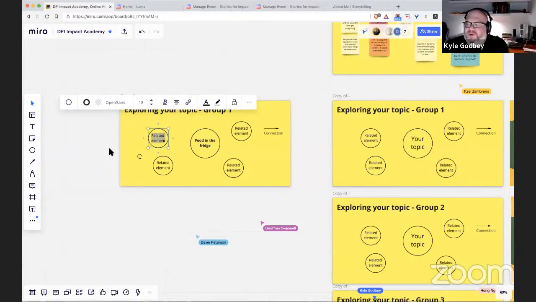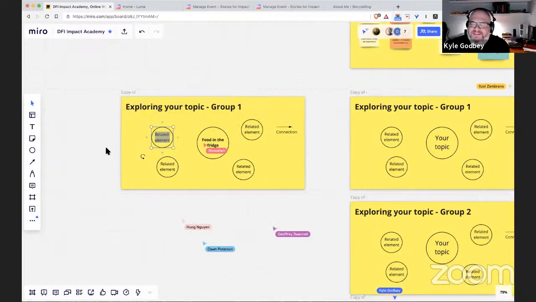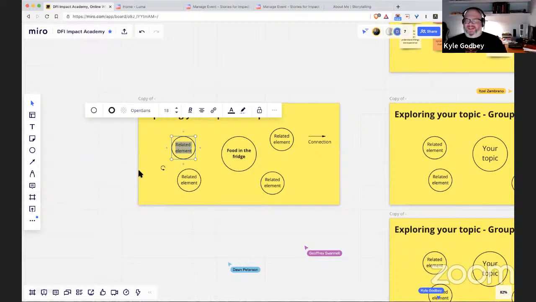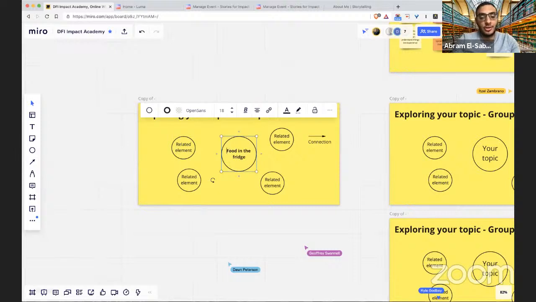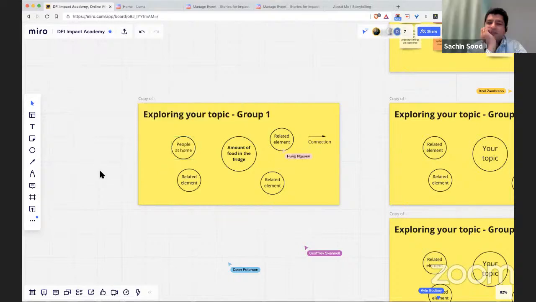What's our zoom? Are we talking about condiments, like mayo and ketchup? Good question. I'll change it to amount of food in the fridge. So what dictates the amount of food in the fridge? Does that make sense? For example, I'll start with two. One is people at home, right? Like diet, people at home.